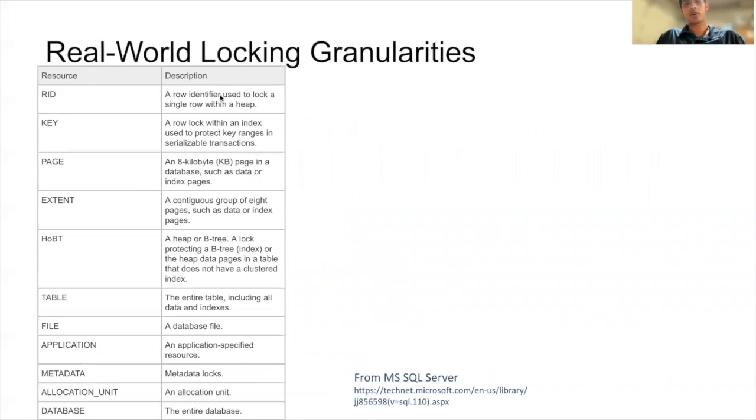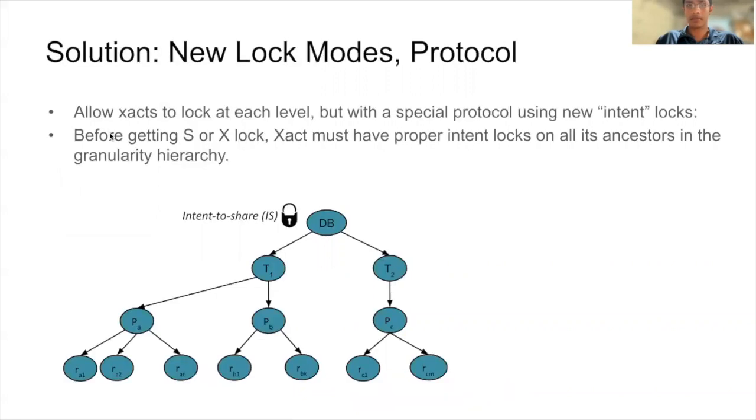So these are some real world locking granularities. For example, the RID, the key, the page, these are all the lower levels. And then you can see the upper levels, which are like the table, the file, the application, the database. And this is from Microsoft SQL Server. So you can see this vast hierarchy of data and the different levels at which you could place your locks.